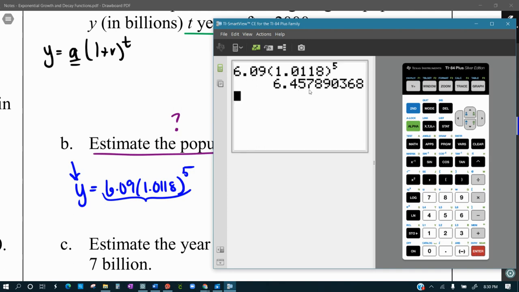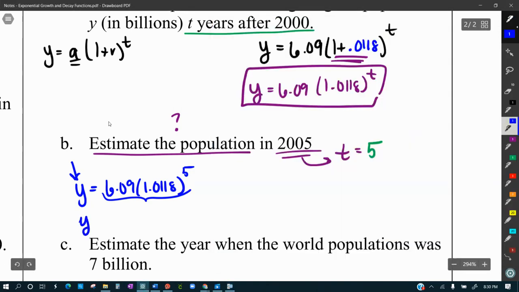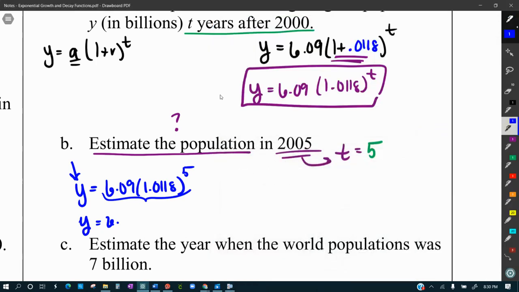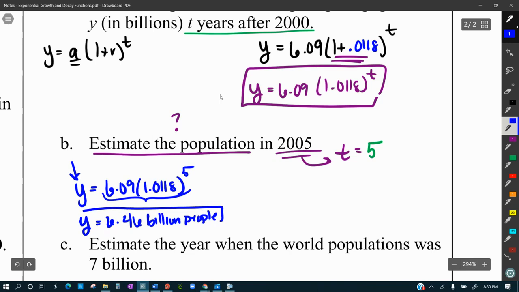6.457. So if I want to round to 2 decimal places, just like it gave me in the initial, this would have to be 6.46. So in 2005, the population is about 6.46 billion people. Remember, it's not just 6 people, it's 6.46 billion people.